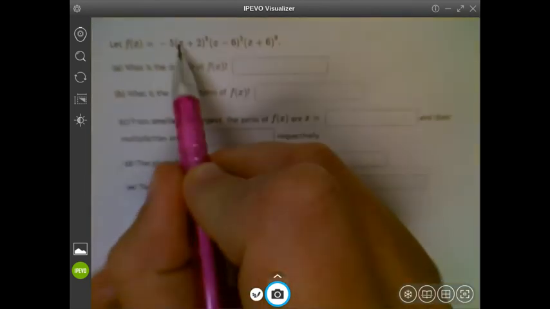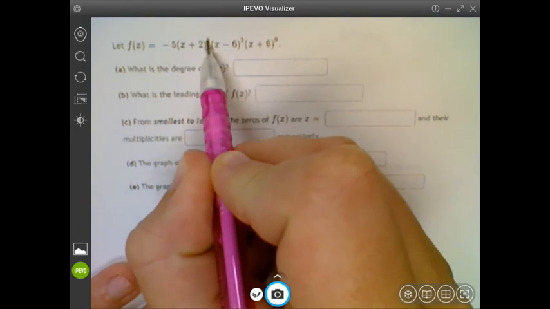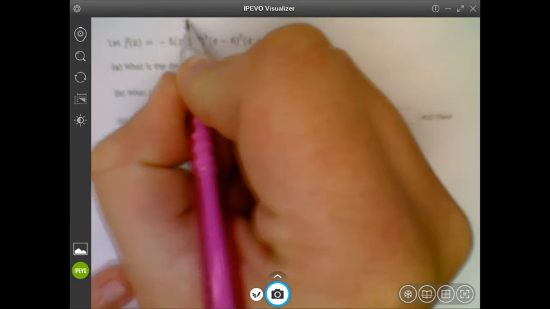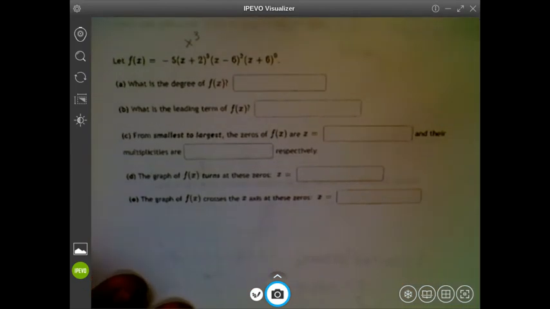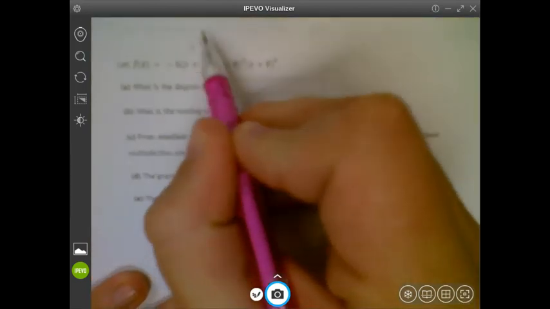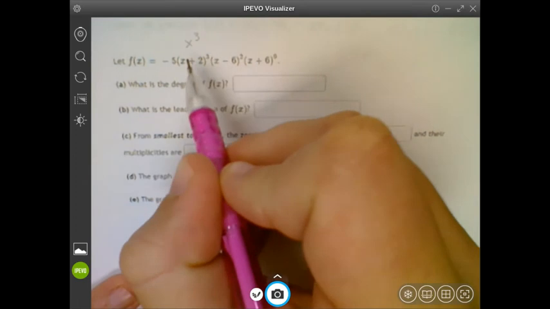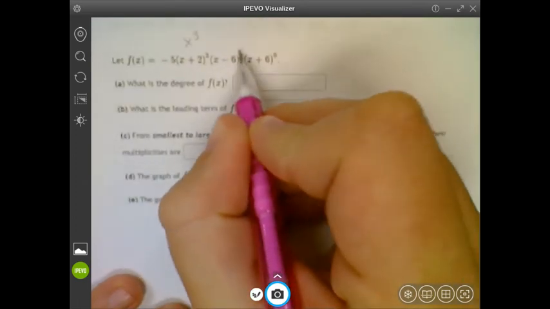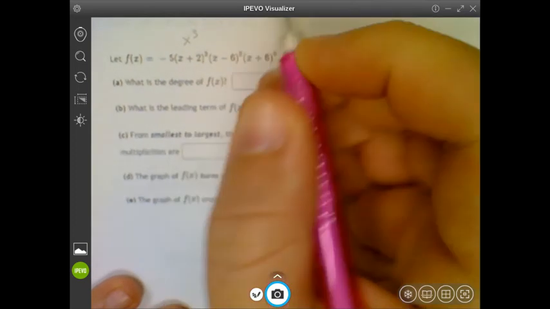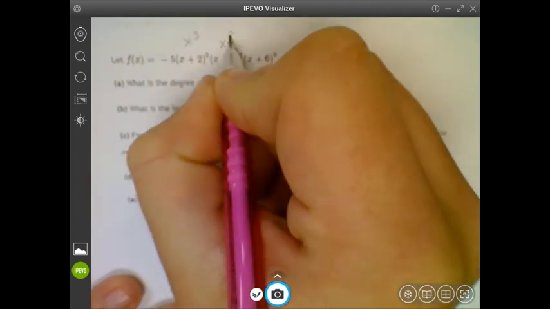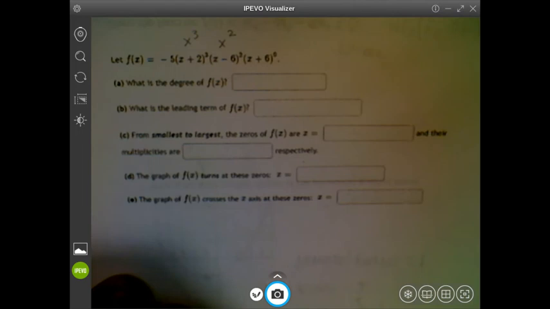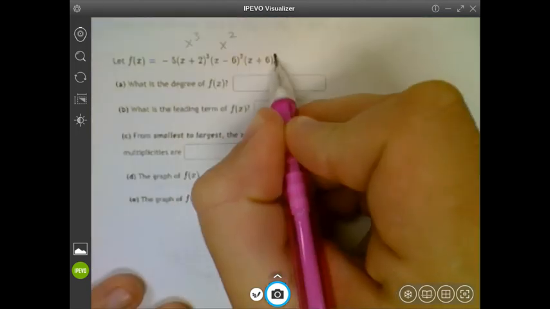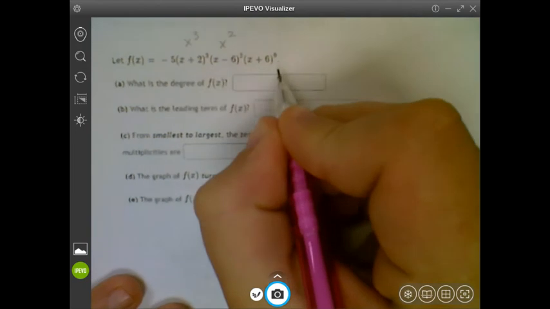So for example, this is an x plus 2 to the power of 3. When you multiply that out, the highest power there is going to be an x to the power of 3, which means you're getting an x cubed coming out of just this factor set right here. This x minus 6 squared, if you were to multiply out x minus 6 times x minus 6, you would see an x squared come out of that piece. And then the last piece, this is x plus 6, that's to the 9th power. Sorry if you can't see that, to the 9th power.